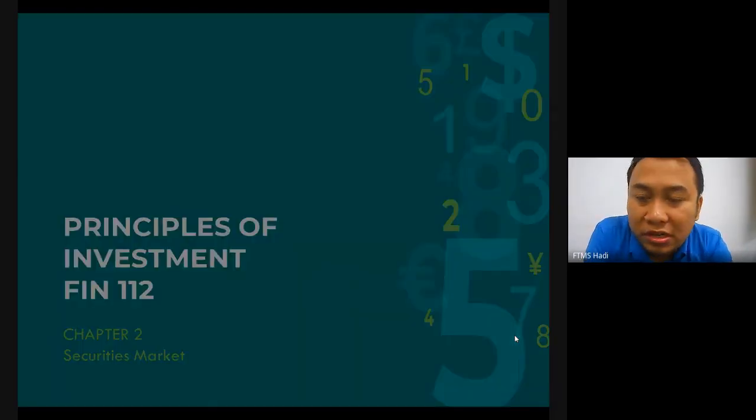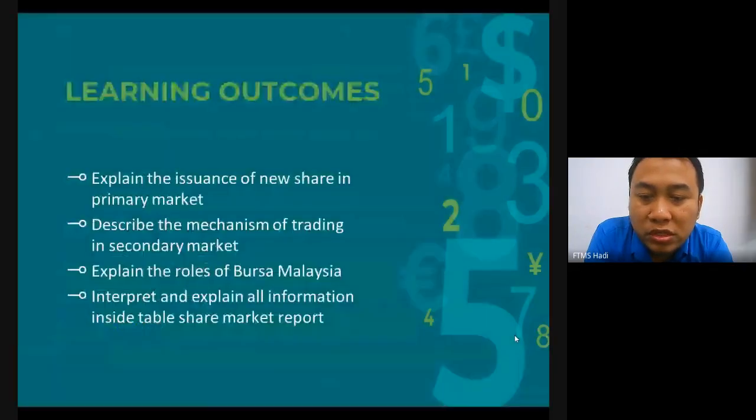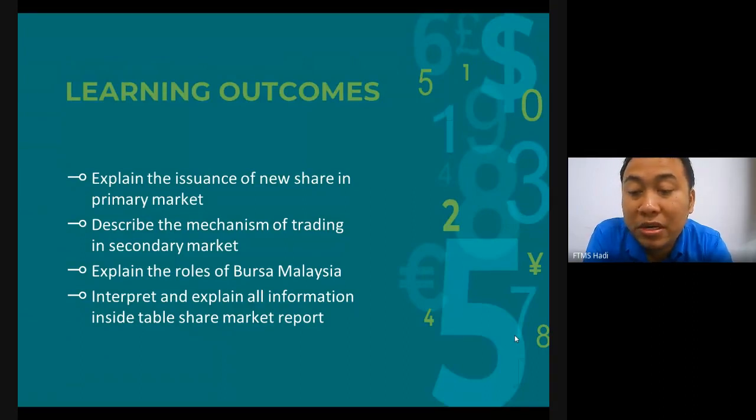Okay, so here are the learning outcomes. The first one is to explain the issuance of new shares in the primary market. In Malay, saham. So how new shares are issued by a company, especially in the primary market. And then the second one, the mechanism of trading in the secondary market. As you can see there, there are some differences between primary and secondary market. Later on, we will talk about that.